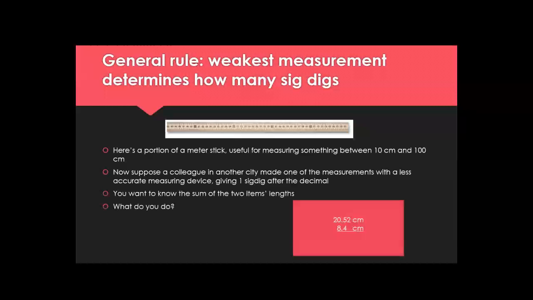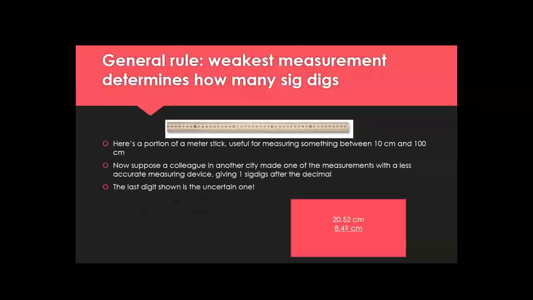What do we do? Well, there are your 2 numbers, 20.52 and 8.4. I simply rounded off the prior measurement. The last digit in any measurement, the last one on the right, is the uncertain digit. That is, it's an estimate, so we're not entirely certain of that last digit. So he wrote 8.4 centimeters, but is it closer to 8.3, 8.4, 8.5? That is not certain. And of course, even less certain is what comes after that.